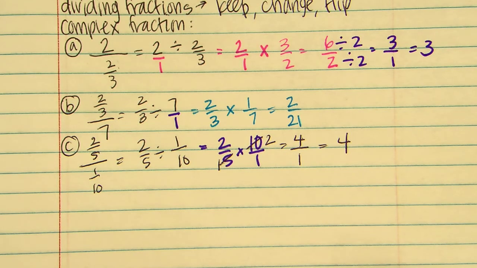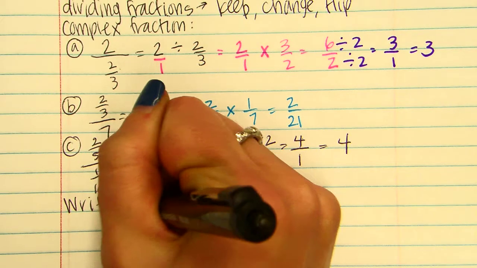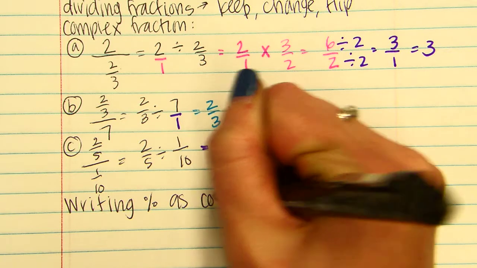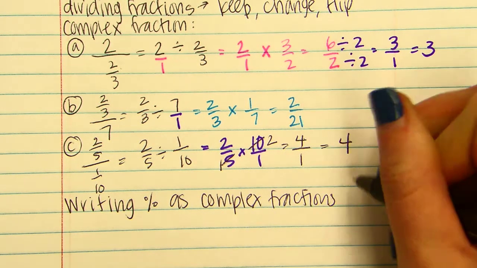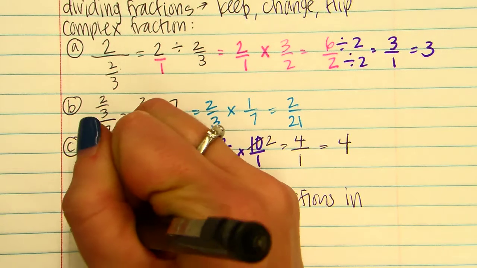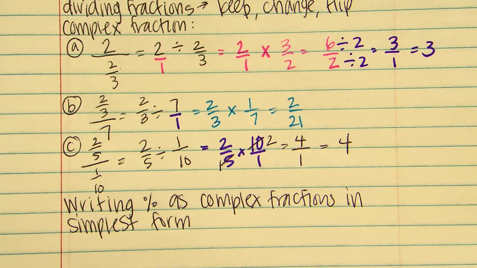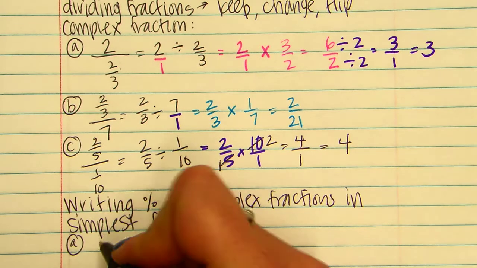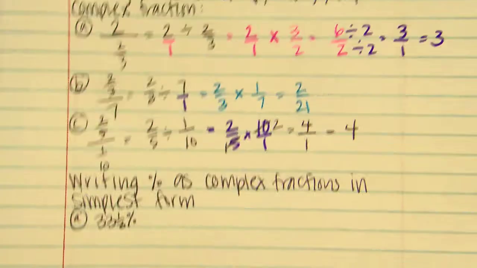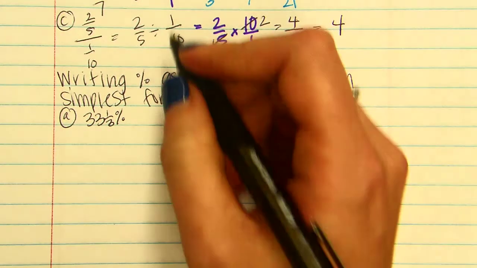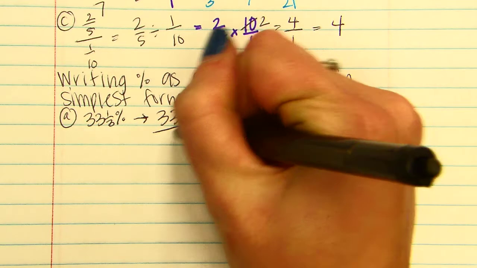The next part is writing percents as complex fractions in simplest form. So I'm going to put writing percents as complex fractions in simplest form. And then example A for this one will be 33 1/3%. So percents, if you remember, really mean out of 100. So I'm going to turn this into a fraction by doing 33 1/3 over 100.